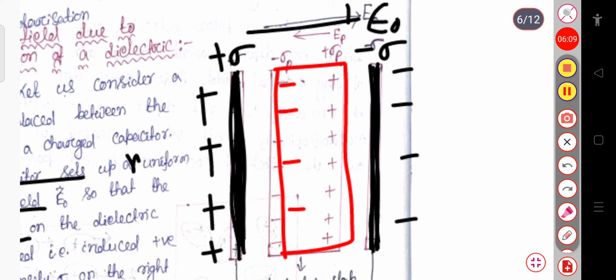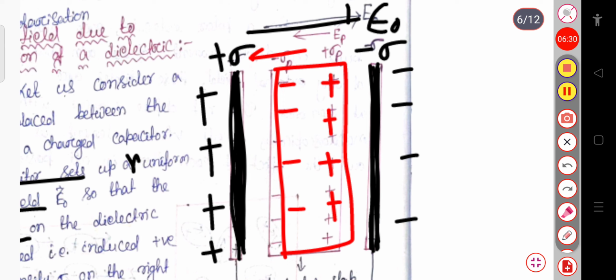So the negative charges will move in this direction, and the positive charges will move in the direction of the field. The positive charge will move in the direction of the field, or the negative charge will move in the direction just opposite to that of the electric field E naught.